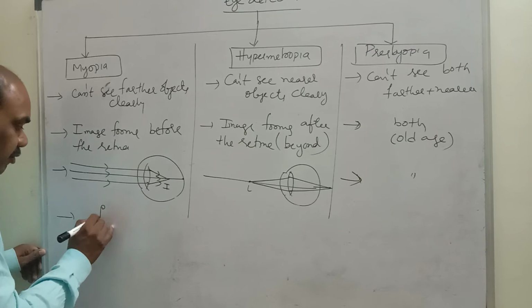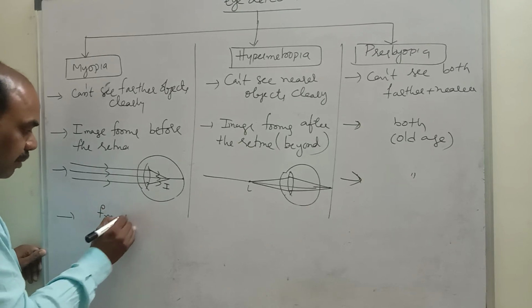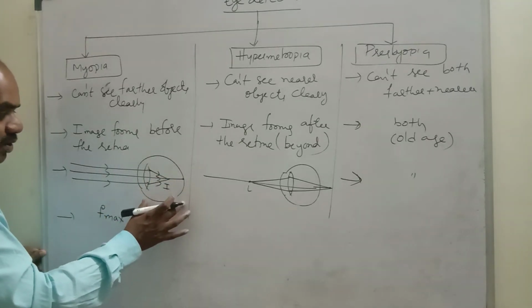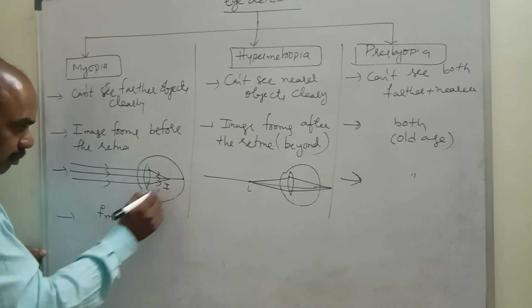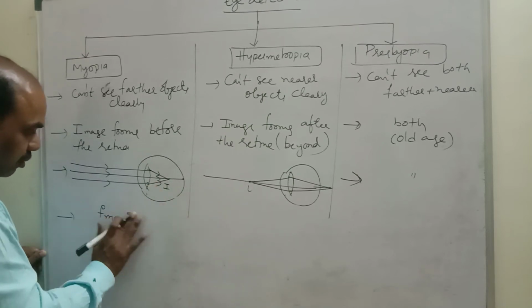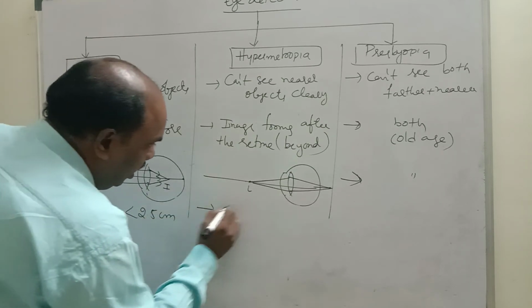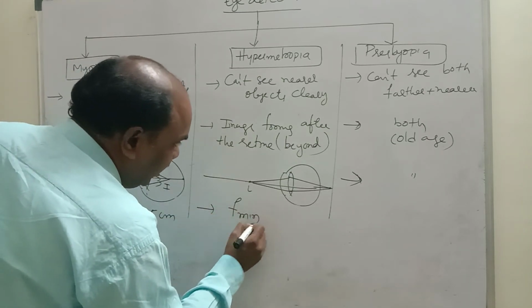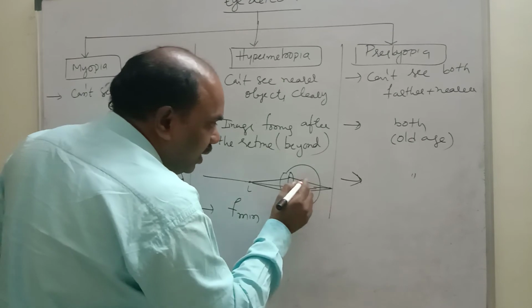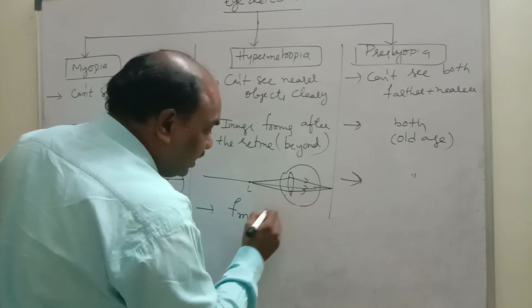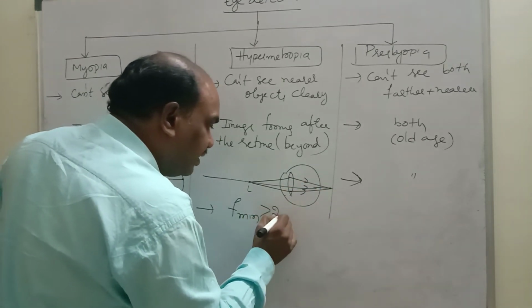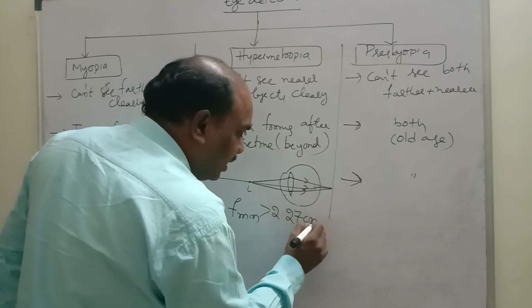What is the maximum focal length of the eye lens here? The maximum focal length of the eye lens is actually 2.5, but the image forms before, so the maximum focal length is less than 2.5 centimeter. What is the minimum focal length of the eye lens? The minimum focal length must be 2.27, but the image forms beyond, so it is more than 2.27 centimeter.